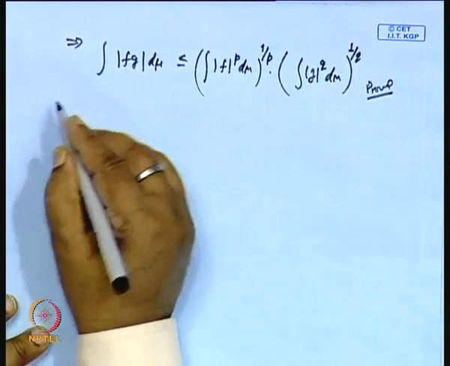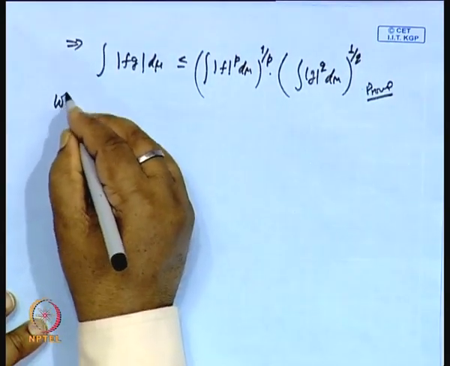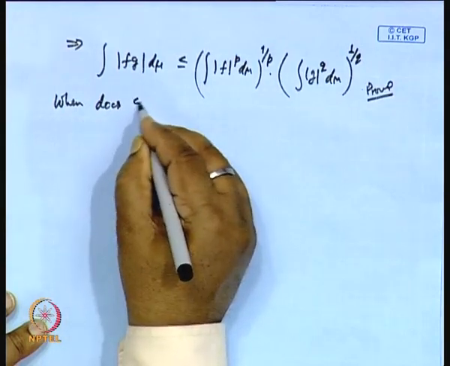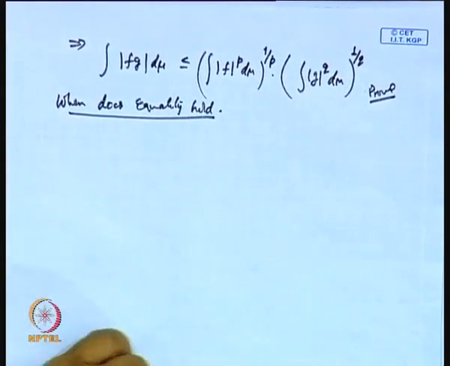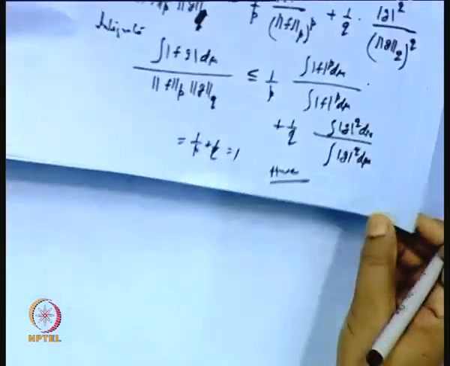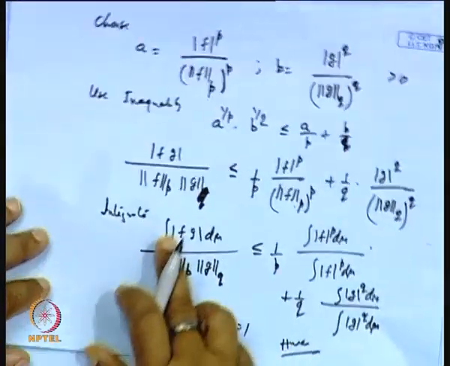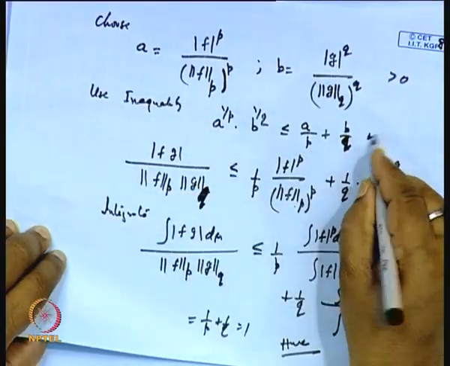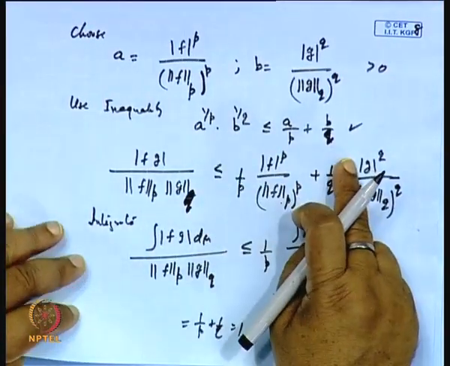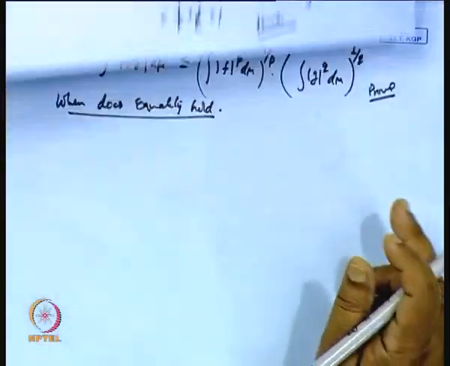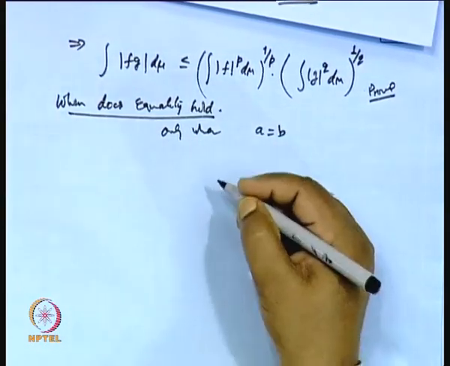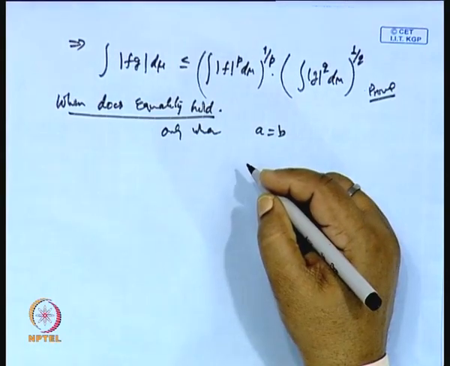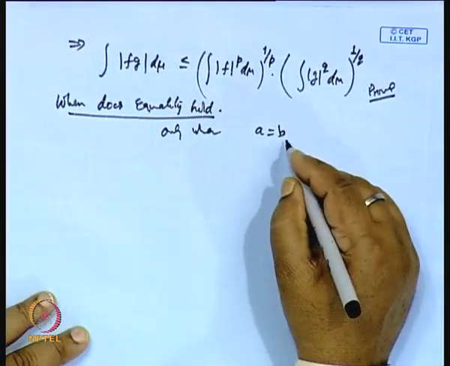Now, the question: when does the equality hold? So, in order to get the equality, we need this to be equal, and this equal means we need the equality of this. So, for equality of this we require A is equal to B. So, equality holds only when A is equal to B, is it not, and A equal to B almost everywhere.